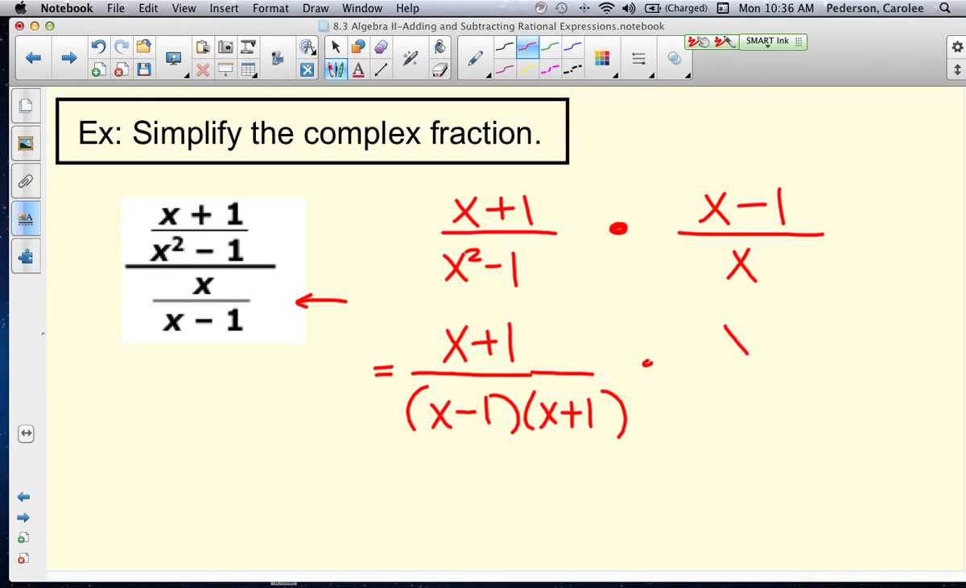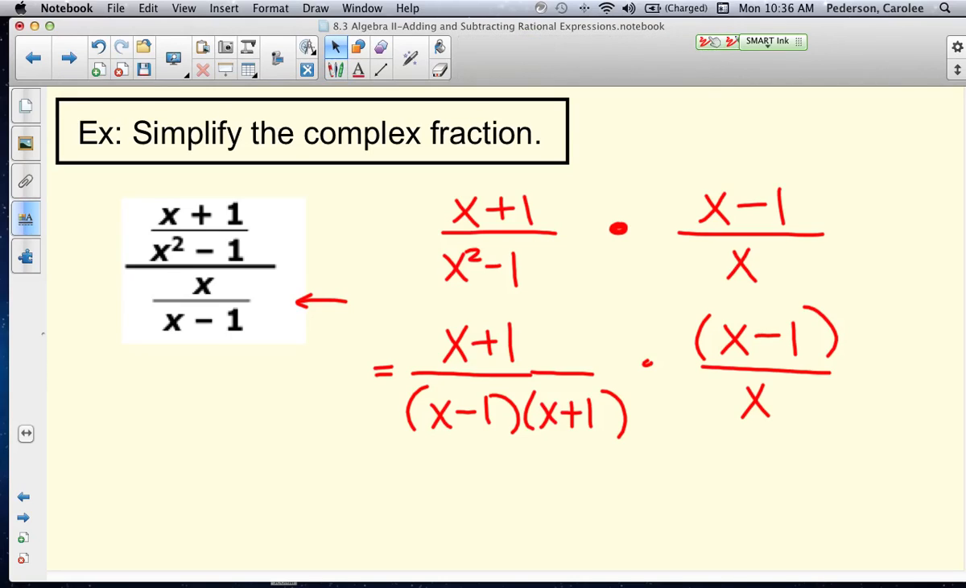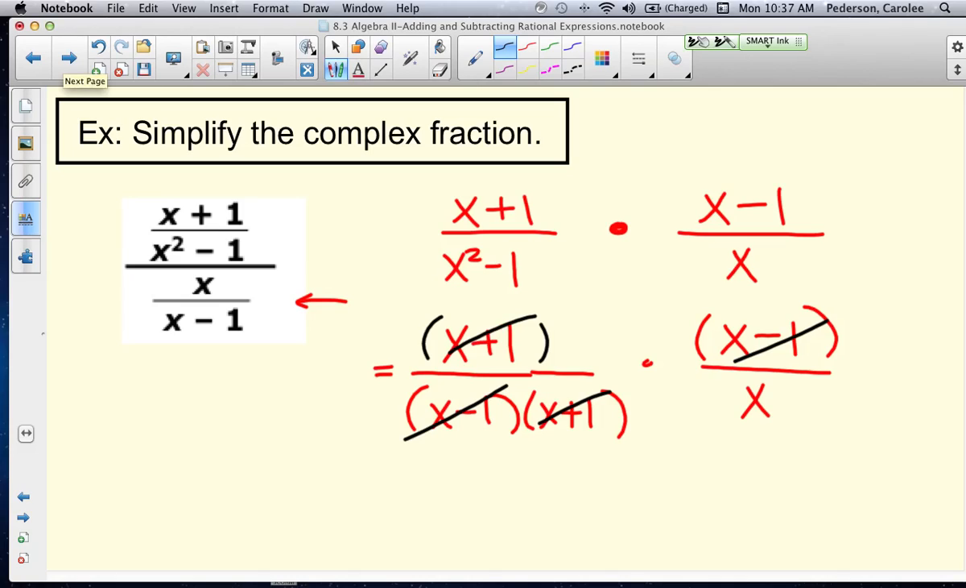So before we begin multiplying these two across, we see if anything can cancel. Well, the x minus 1s can cancel. X minus 1 and x minus 1. Then we notice the x plus 1 and the x plus 1 will cancel. So what we're left with is a 1 in the numerator and an x in the denominator.